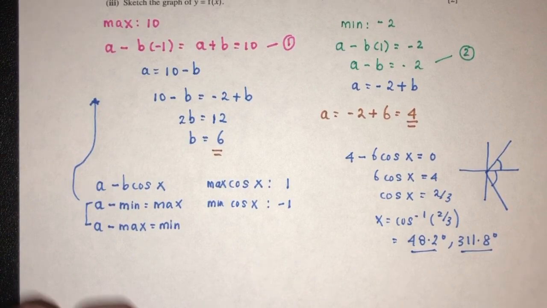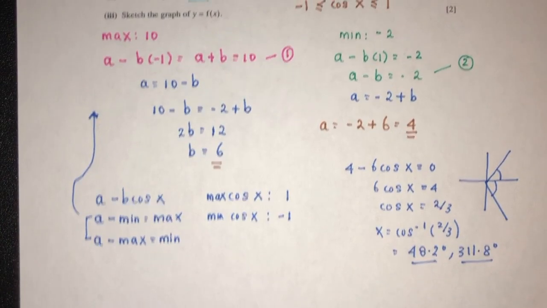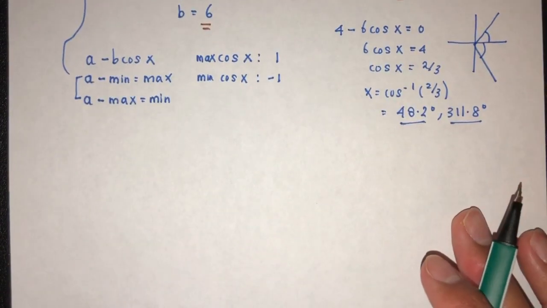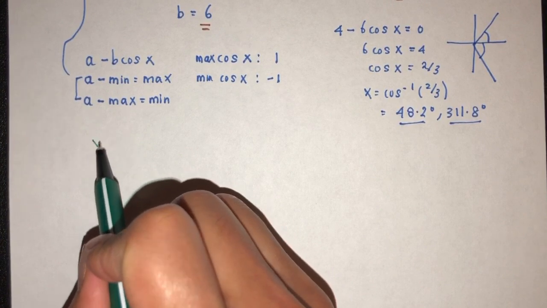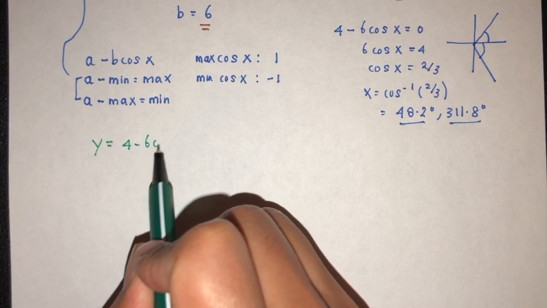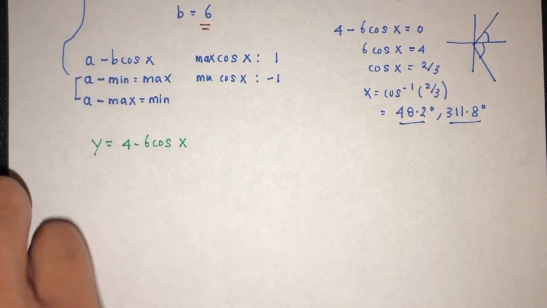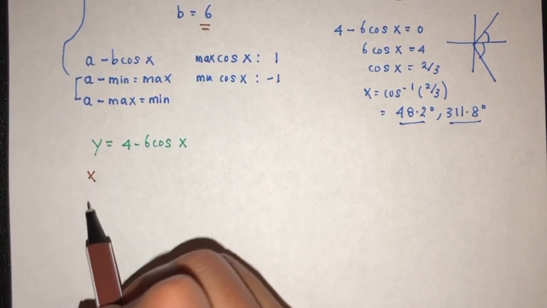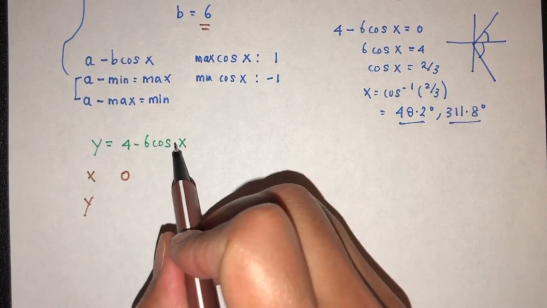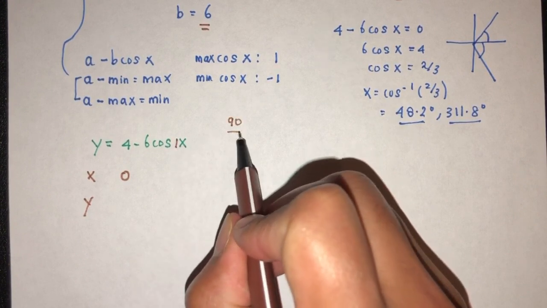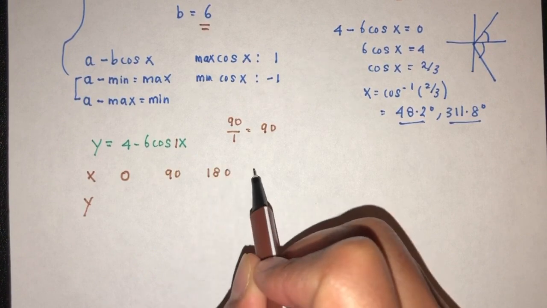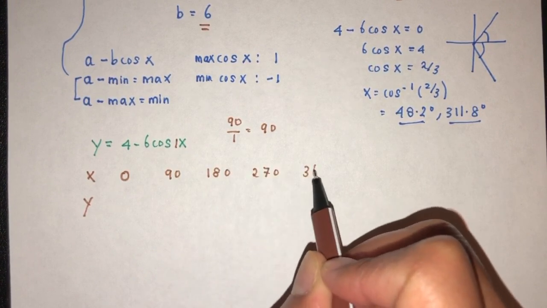Now for the last question, we have to sketch the graph of y equal to f of x. Pretty easy as always. We would go back to making a table of values. y equal to f of x is 4 minus 6 cos x. That will be my x values and my y values. I begin with 0. And the interval here will be 90, so here we have 90, 180, 270, and 360.